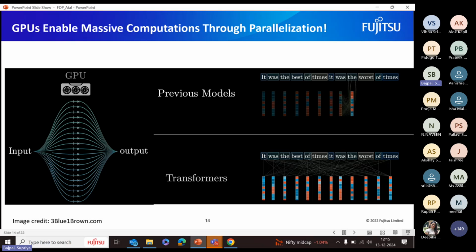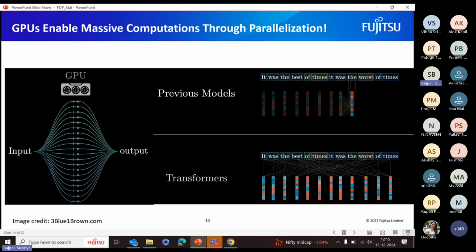For example, tasks like multiplying matrices, which are super important in neural networks, can be done on thousands of data points all at once, making it way faster. Without GPUs, training models like BERT, GPT and others is not possible. Actually, it is impossible to train all those models without GPUs. So why?